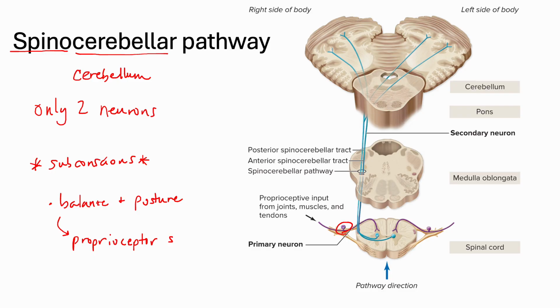Now, the difference is that second order neuron is going to extend to the cerebellum, and that's it, right? It doesn't go higher than that, so we only have 2 neurons. Now, this one also, notice we have one pathway that is going to decussate, right? Where we have another pathway that is not. So we have a contralateral pathway, and then we have an ipsilateral pathway.